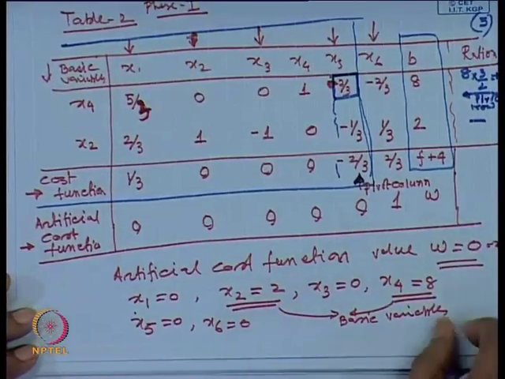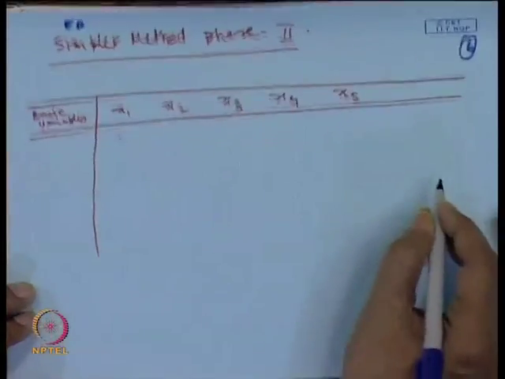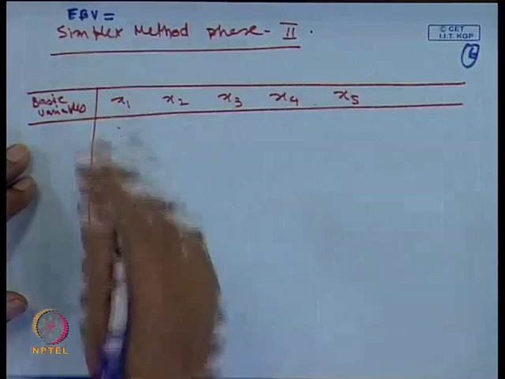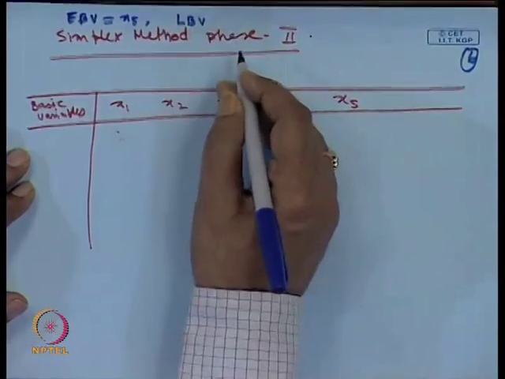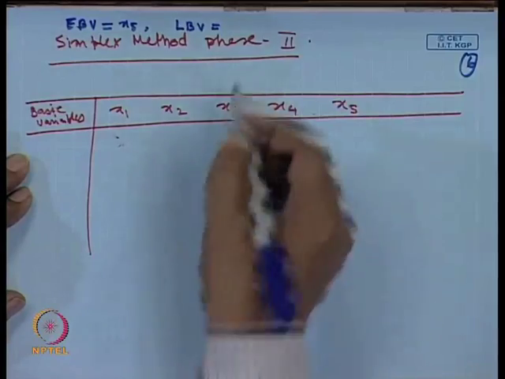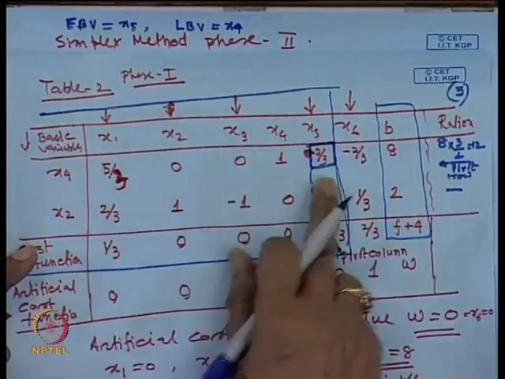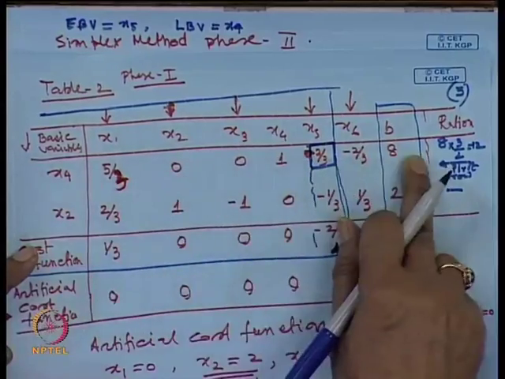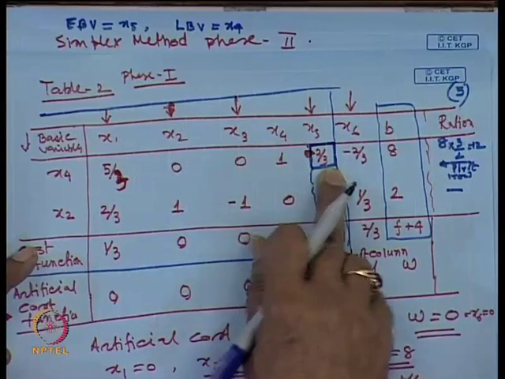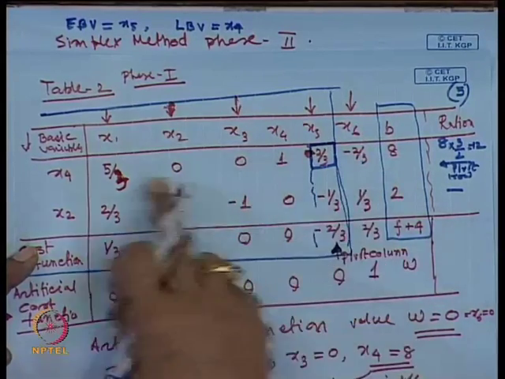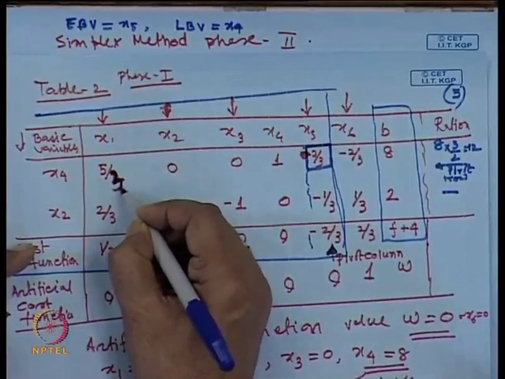So, we can write it here that before entering phase 2, our entering basic variable is x5, and the leaving basic variable is x4. So, what you have to do here? In phase 2, you divide the equation, that means normalize, with this 2 by 3. If you divide by 2 by 3, this will be 1, and this will be 3 by 2, minus 1, and this will be 5 by 2, this is 3, this will be 5 by 3.